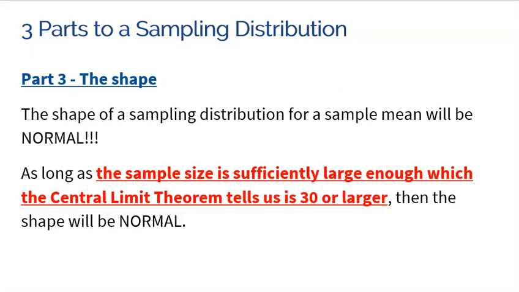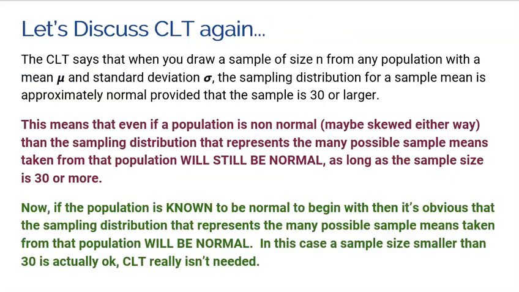So this is where we need the central limit theorem. The central limit theorem says, hey, listen, as long as your sample size is 30 or larger, you are sufficiently large to be normal. All right, let's talk a little bit more about the central limit theorem. I know we have talked about it in previous videos, but let's just talk about it a little bit more. If you really want to know the precise central limit theorem, here it is right here. The central limit theorem tells us that when you draw a sample of size n from any population with a mean mu and a standard deviation sigma, the sampling distribution for a sample mean is going to be normal, provided that the sample is 30 or larger.